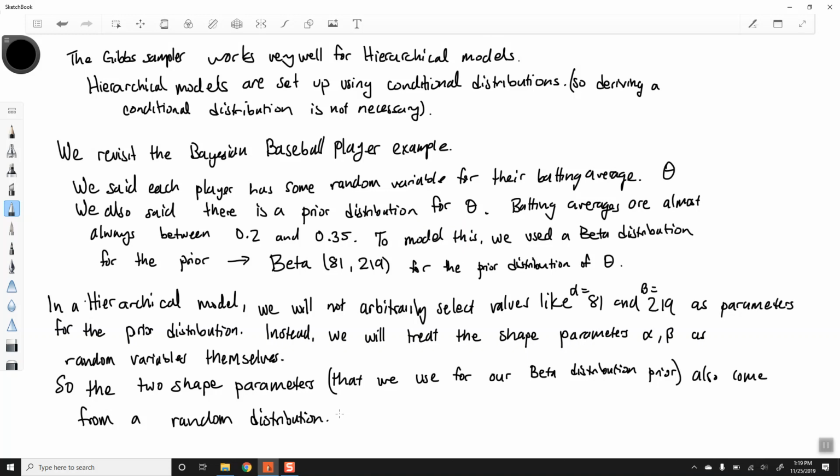Now, when we do that, that random distribution may itself have parameters. So let me draw a diagram.